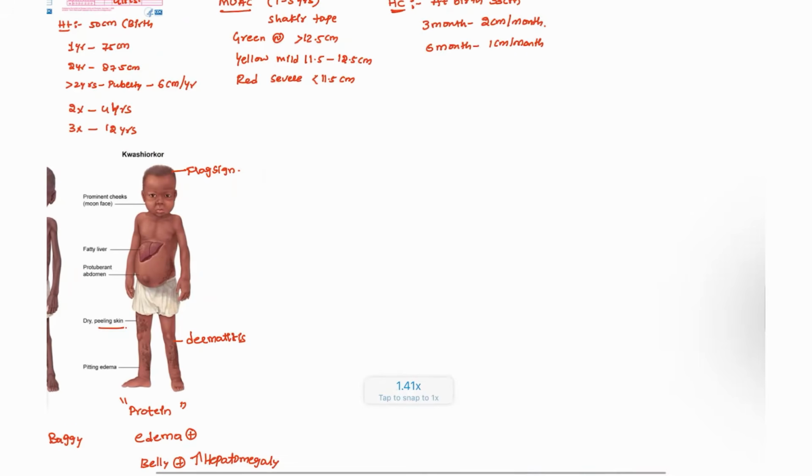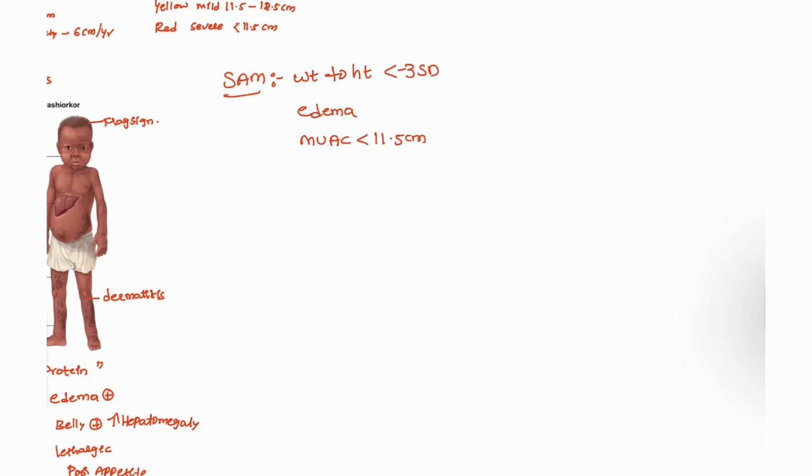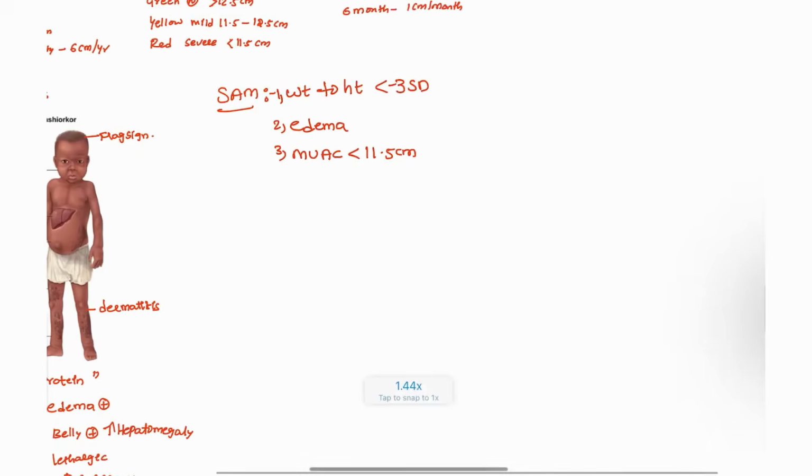But for this, we need the criteria. Okay, the WHO criteria that we need for severe acute malnutrition. So what is the WHO criteria? The weight to height should be less than -3 standard deviation, and edema which is not cardiogenic, and mid upper arm circumference less than 11.5 centimeters. So if this criteria is seen, then we can consider this patient as severe acute malnutrition. Okay, this is the criteria for the growth chart.